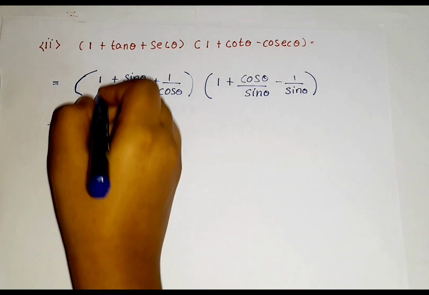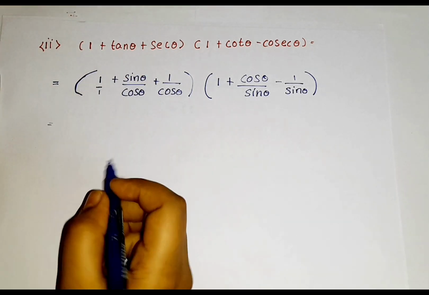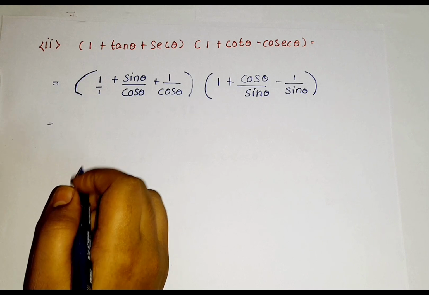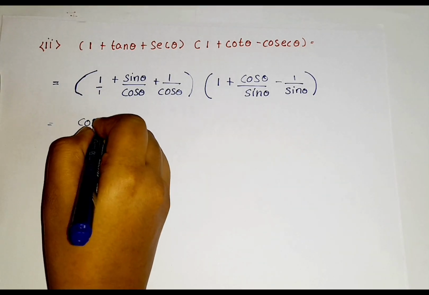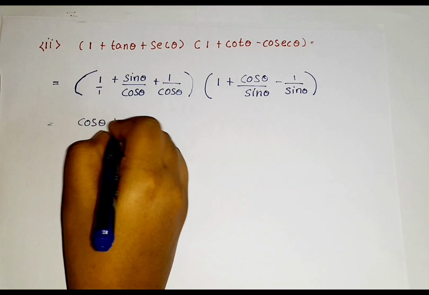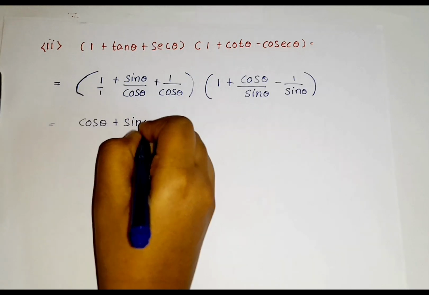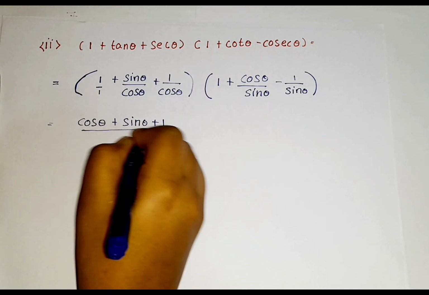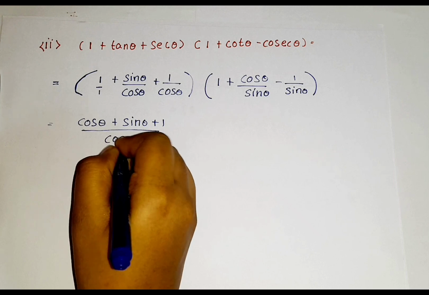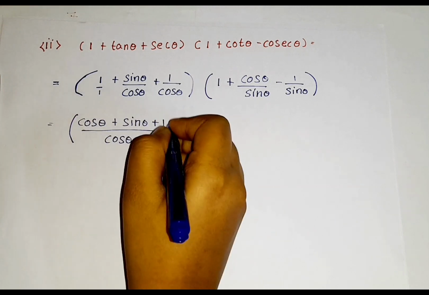I'm gonna just take LCM. Why? Because here nothing is there, means 1. So when I just take LCM, I'll get cos theta plus sin theta plus 1 divided by cos theta. So of course brackets are really important.